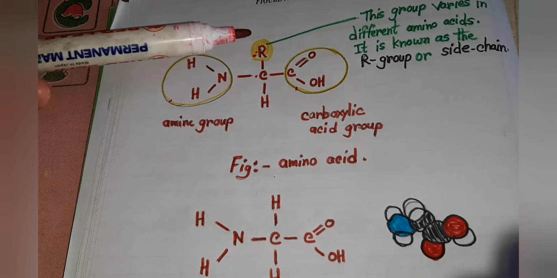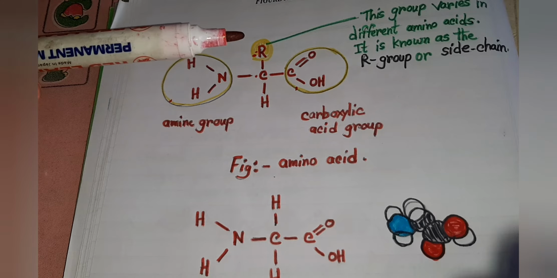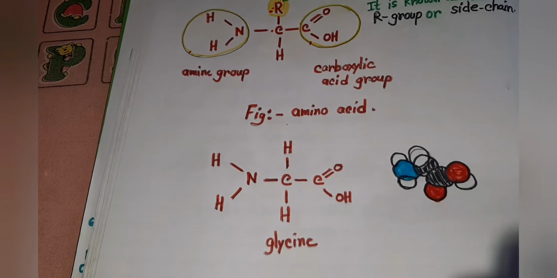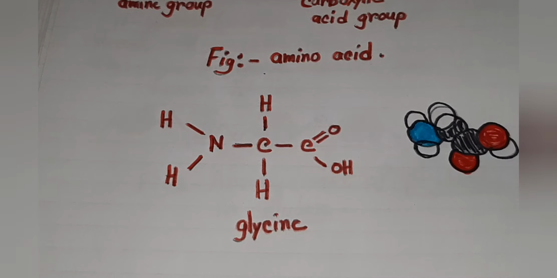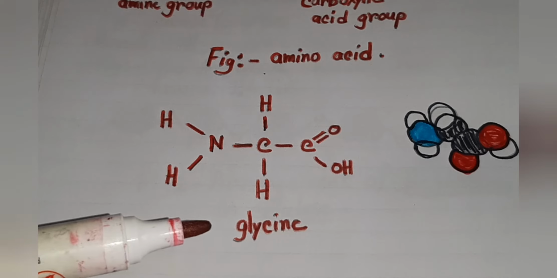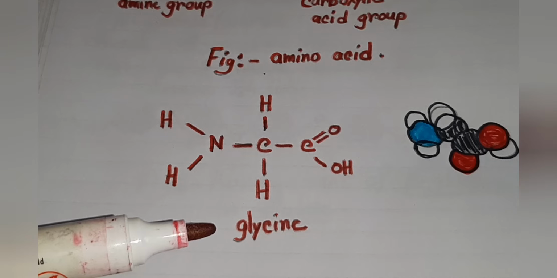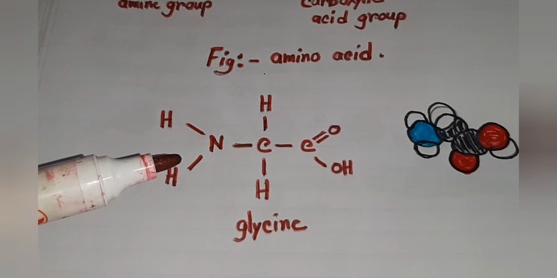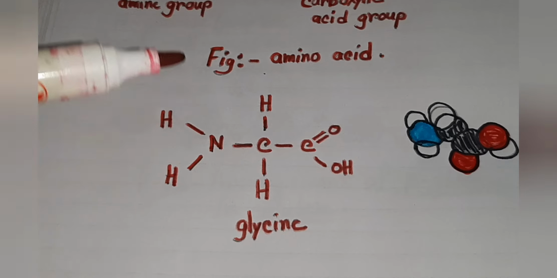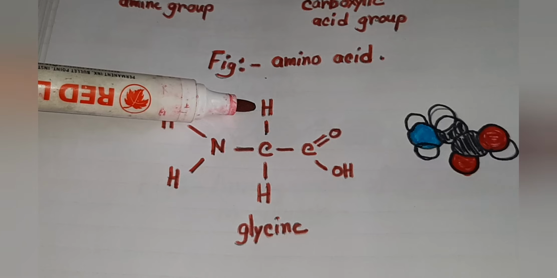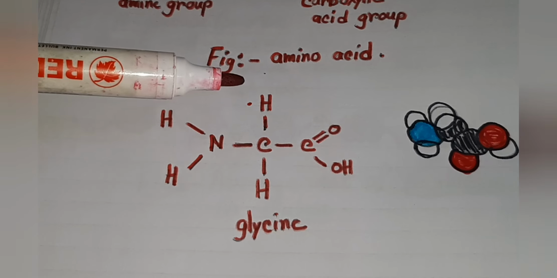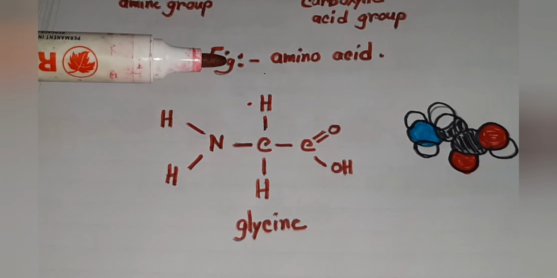Here is another one I'm showing, glycine. This is the simplest amino acid, glycine, where the R group is hydrogen. The R groups for the 20 naturally occurring amino acids are shown here.